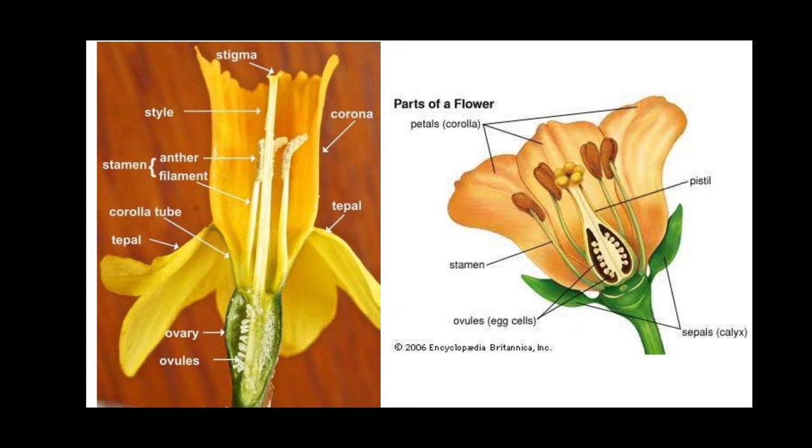In reality, the ovule is a large structure inside which there is an embryo sac, which contains the egg cell.